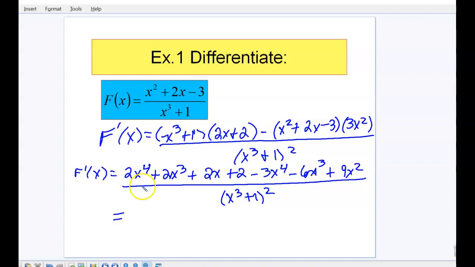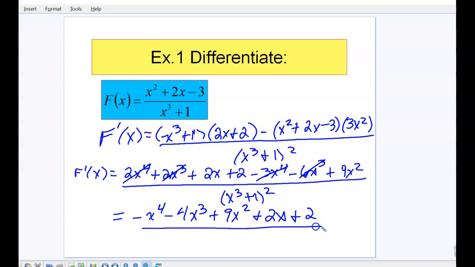So now we collect like terms. 2 and negative 3 is going to be negative x to the fourth. 2x cubed, take away 6x cubed is negative 4x cubed. And I have a plus 9x squared plus 2x plus 2 all over x cubed plus 1 all squared. And there would be your final answer in simplified form.